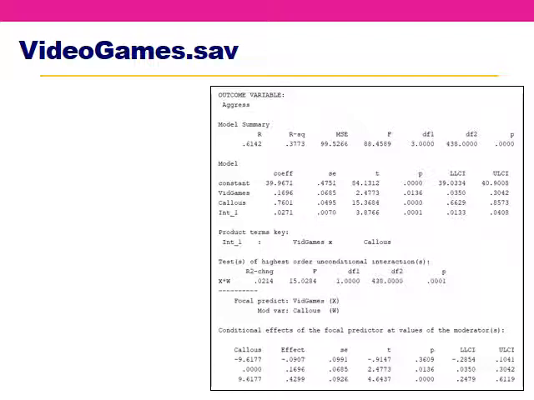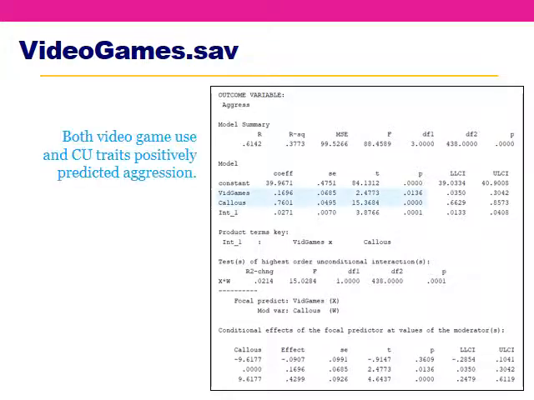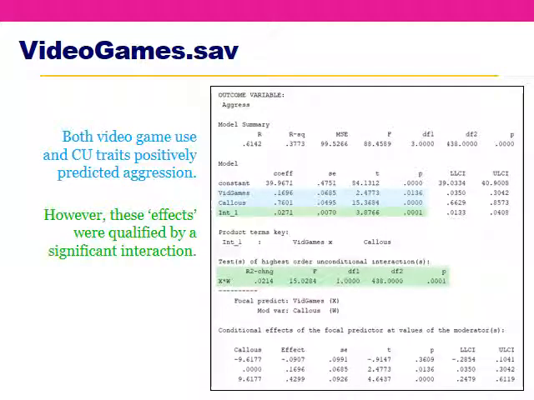Here's what the output looks like. You probably learned by now we can just jump right to the interaction, but let's resist the temptation to do that. Violent video games do predict aggression. Callous unemotional traits do predict aggression, but these effects were qualified by a significant interaction. So it looks like the relationship between video game use and aggression does in fact depend on a person's level of callous unemotional traits.